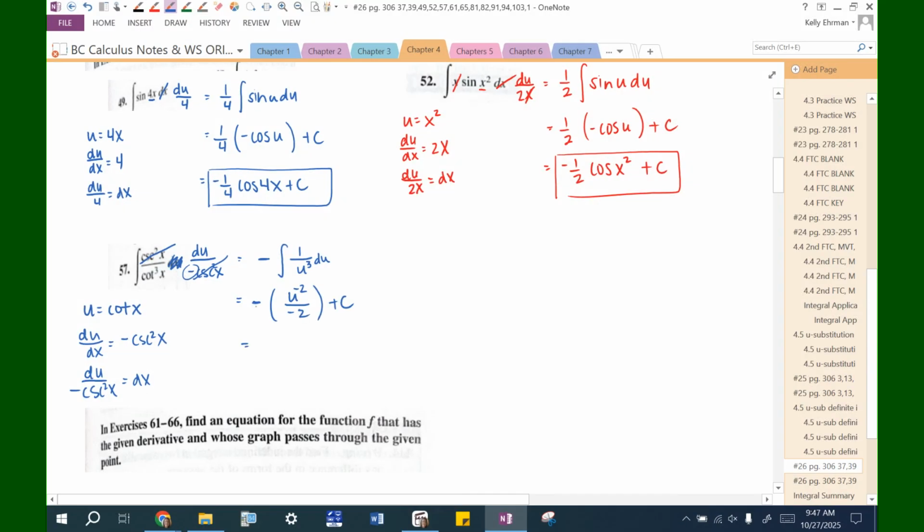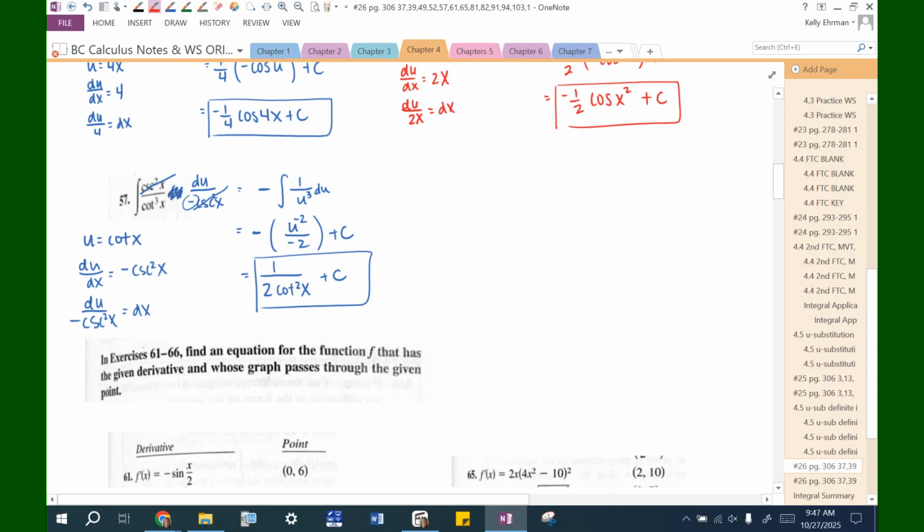Let's clean things up here. So negative times negative 1/2 is positive 1/2. Let's send the u squared to the denominator. So 1/2 times either cotangent x in parentheses squared, or I can just write cotangent squared x plus c. But make sure you put the squared after the cotangent. If you write cotangent x squared, it's wrong. That means you're squaring the x, not the cotangent.